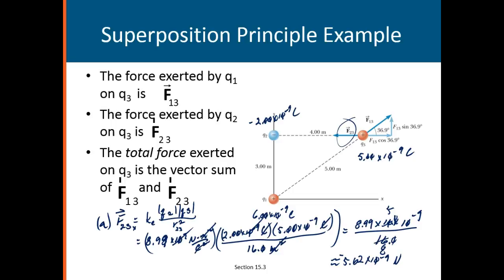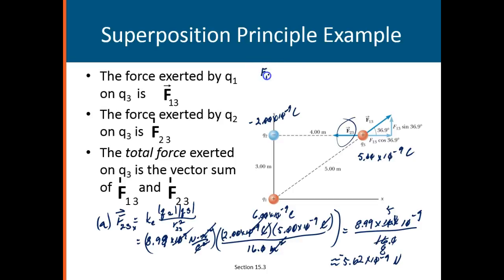So this is 36.9 degrees, that's 36.9 degrees. Got it? Okay? That gives us the angle or direction. What we have to do now is find the magnitude of F13. Okay? Very similar to what we did before.